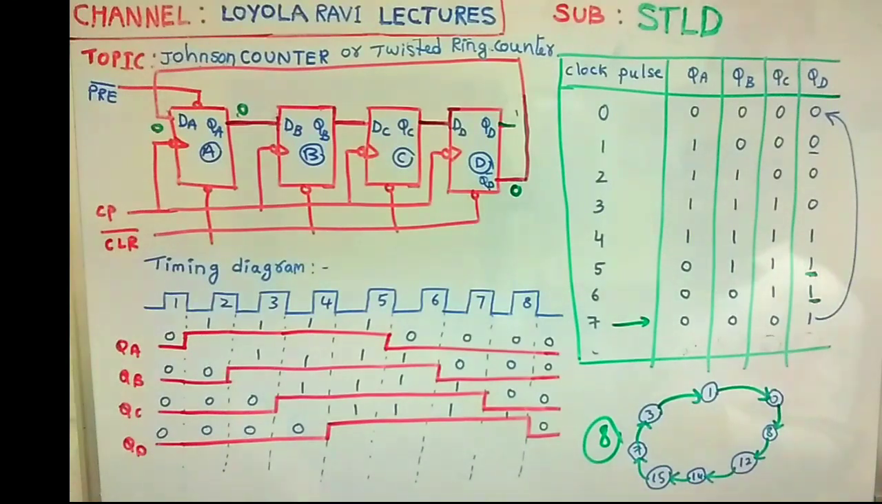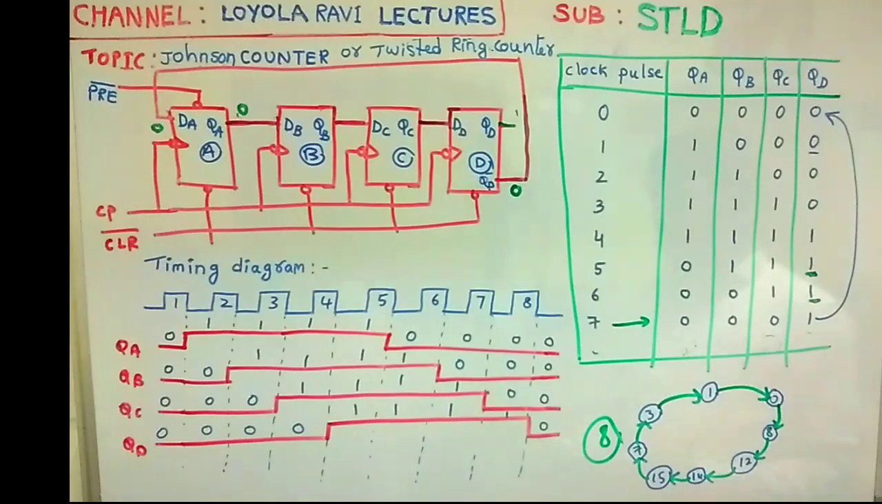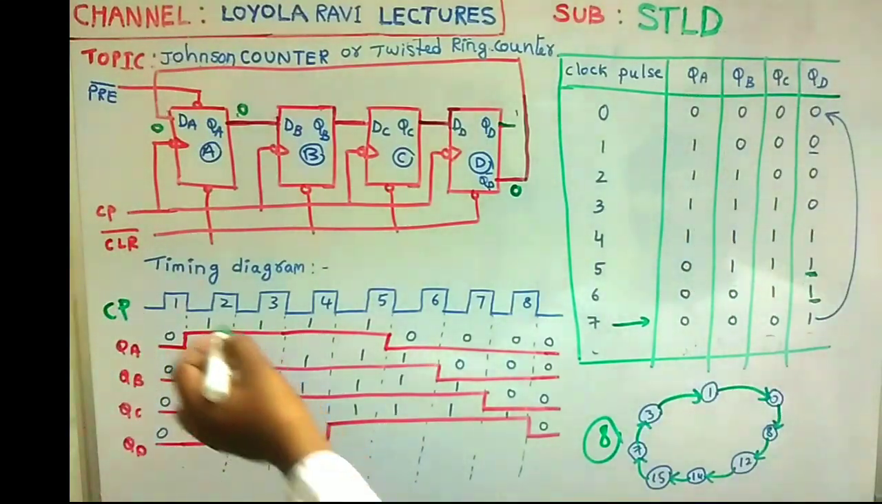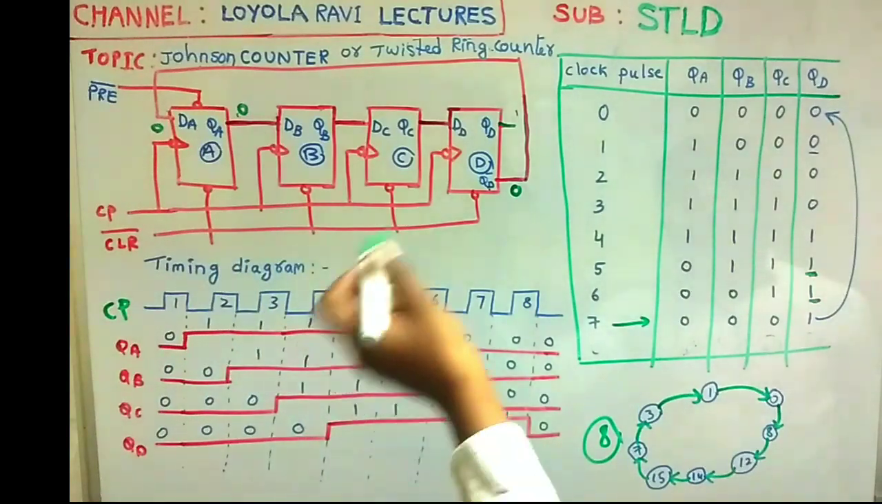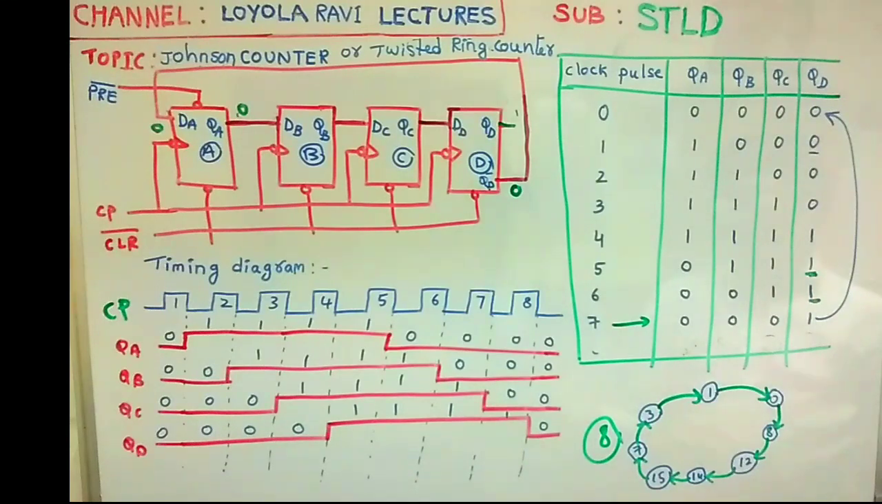Then go for the timing diagram. Here in the timing diagram, I am applying clock pulses. So let us take here CP, or clock pulse. Initially, observe the diagram. We are applying negative clock. That's why, whenever the clock is negative, only then will it change the corresponding output.